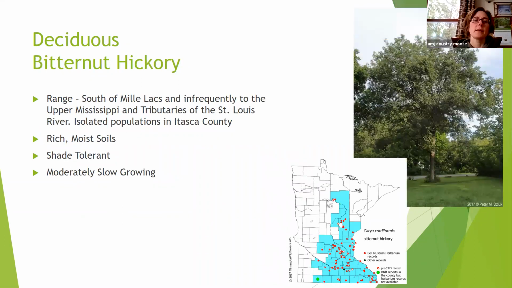Bitternut hickory is primarily south of Mille Lacs and infrequently up the Mississippi Valley and the tributaries of the St. Louis River. And there's also some natural isolated populations in Itasca County. So if you are looking to possibly have some trial trees planted on your property in northern Minnesota with the warmer climates, bitternut hickory is probably a good choice for that. They prefer rich, moist soils, and they're shade tolerant, and they're moderately slow growing, so a little bit slower.